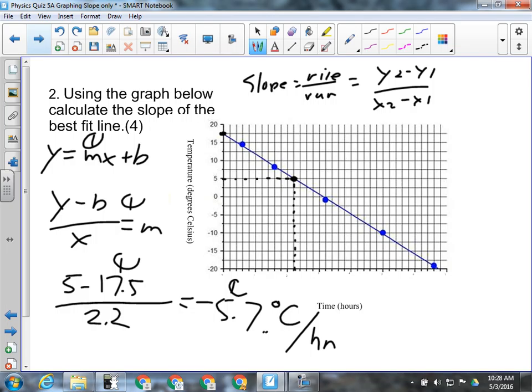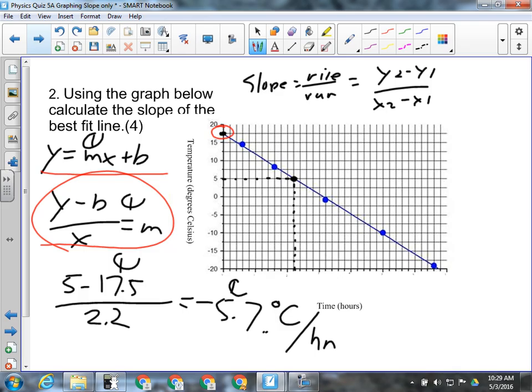For number 2, same idea here. We want to use y equals mx plus b, so give them a mark if they have that. Give them another mark if they manipulated it for m. What we need now are our points. Well, our y-intercept on this graph is 17.5. Every line is worth 2.5 on this graph. So 17.5 is our y-intercept, or b.